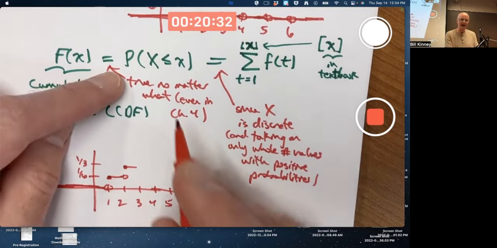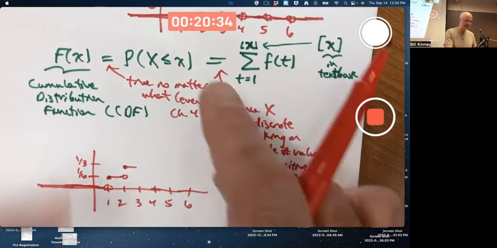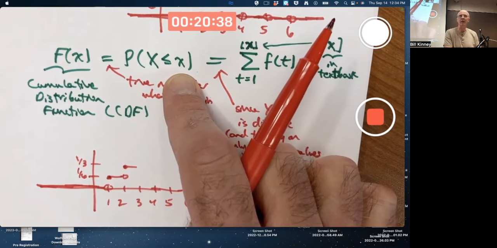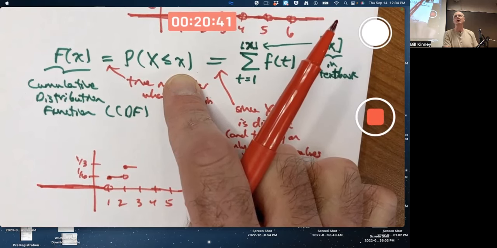What's the probability that when I roll a die, I get less than or equal to 1.9? It's the same as the probability of getting less than or equal to 1, which is the same as the probability of getting a 1, which is 1/6. Because I can't get 1.9.